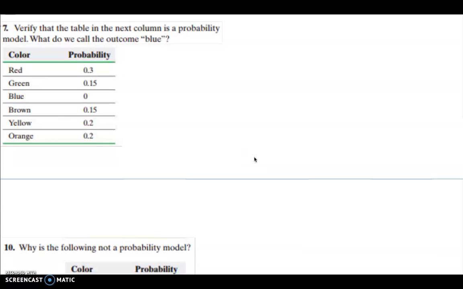So let's look at number 7. Verify that the table in this column is a probability model. What do we call the outcome? Blue. Okay, so to verify, what we need to do is add all of these probabilities up. So you need to do 0.3 plus 0.15 plus 0 plus 0.15 plus 0.2 plus 0.2. If you add all of those up, they do add up to 1. So check. We have a probability model. What's the probability of blue? That's equal to 0. So that means this is an impossible event.